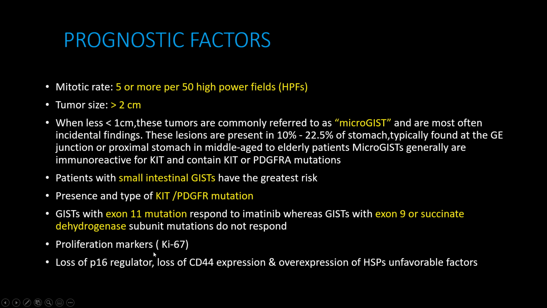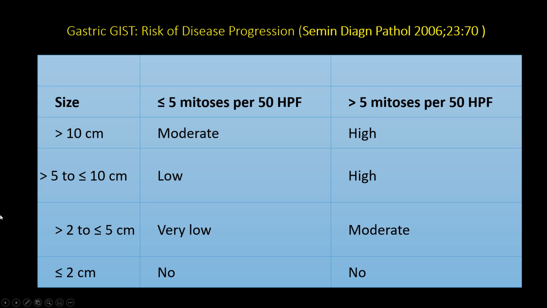Other proliferation markers like Ki67 and loss of P16 regulator, loss of CD44 expression or overexpression of heat shock proteins are considered unfavorable factors. So coming to the pathological grading, if there are greater than 5 mitoses per 50 high power fields, it has a high risk for disease progression. And if the size is greater than 10 centimeters, it has a moderate to high risk.